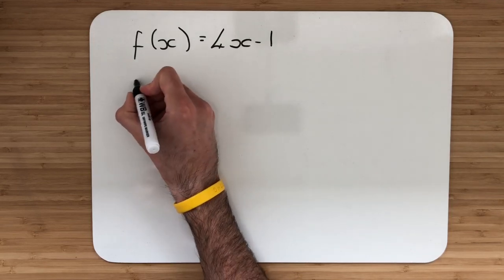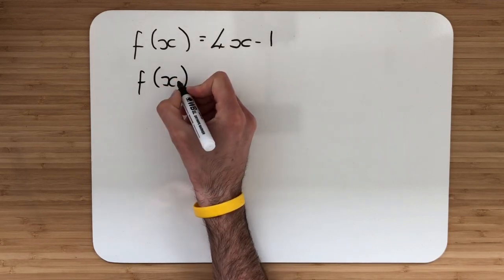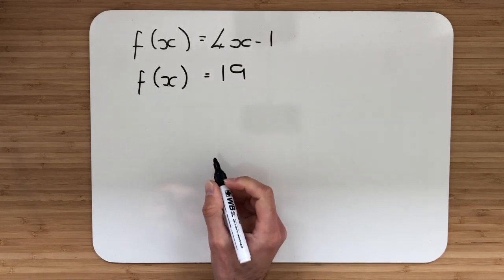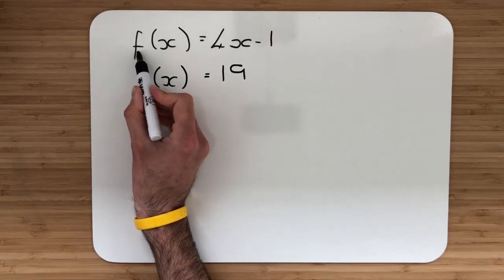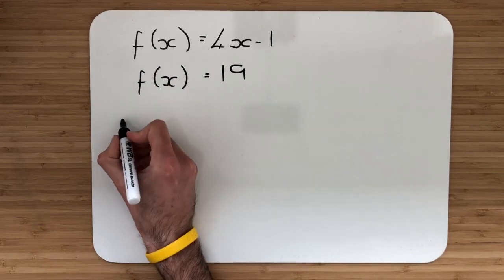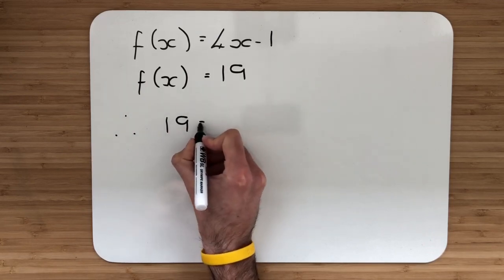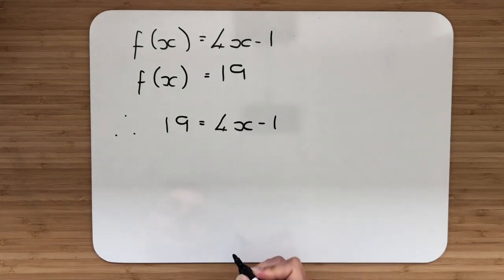What I'm going to do here is write f of x directly underneath f of x in the function, and that is equal to 19. So we are told that f of x is equal to 19, so wherever we see f of x, I can substitute the 19 into its place. So therefore, 19 is equal to 4x subtract 1.